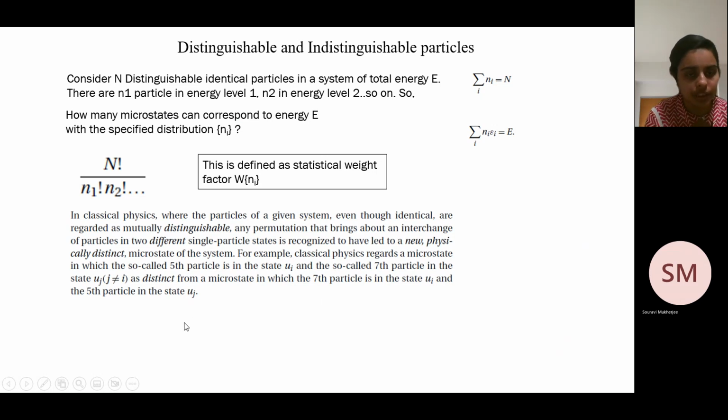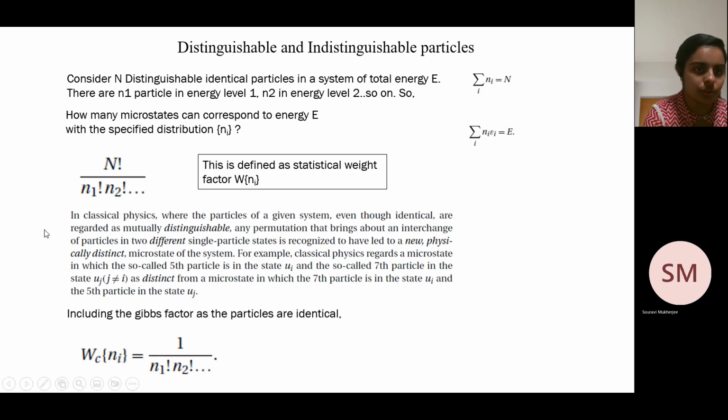So that means permutation or interchanging of the microstate of one particle can give rise to an altogether new microstate of the system. Okay. So this happens when you have distinguishable particles. Here the particles can be identical, right? So now, because the particles are identical, we can take into consideration the Gibbs factor. So if you consider the Gibbs factor, what happens is you divide by 1 by n factorial, and what you get is something like this, right?